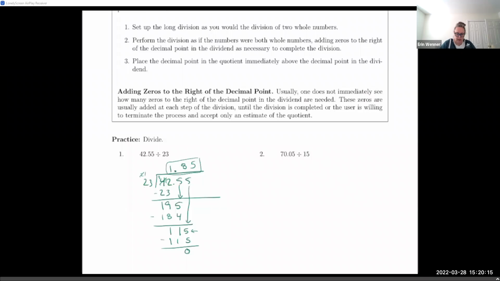All right, so if we divide this, we've got 70.05 divided by 15. So 15 goes into 70 4 times, because 4 times 15 is 60. We'll go ahead and subtract, which is 10. We'll bring down this 0. And 15 goes into 100 6 times, because 6 times 15 is 90. We'll go ahead and subtract, and we get 10 again. But now we're bringing down a 5.